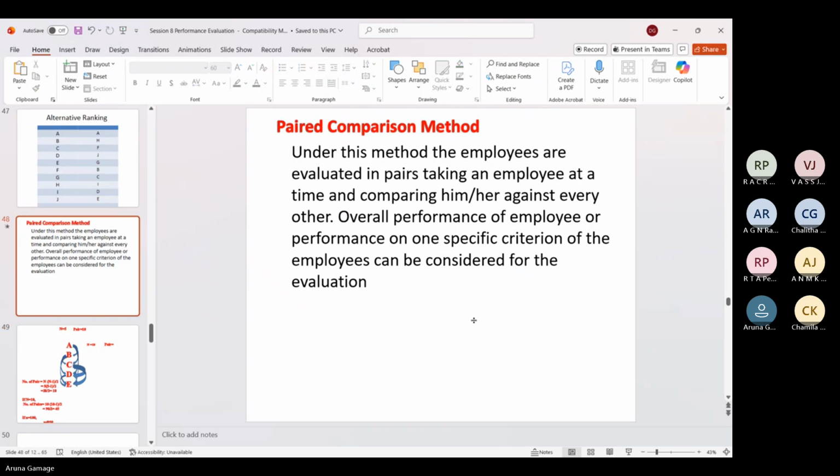Then there's another method called paired comparison. In paired comparison, we take 2 employees at a time and compare them, and we find the best one among these 2, and the best one is given a point. Then we take another one and compare it with the others. We take one employee at a time, compared with all the others. Best one is given a point.